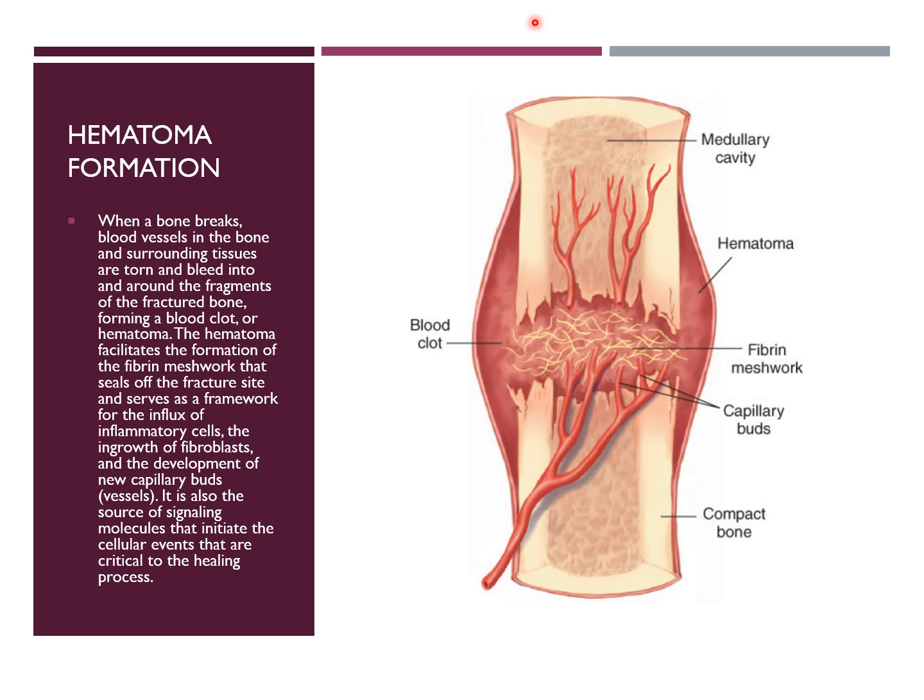So when a bone breaks, blood vessels in the bone and the surrounding tissue are torn and they bleed into and around the fragments of that fractured bone. They form blood clots, or a hematoma, in that area. And that hematoma is important because it helps to facilitate the formation of what we call the fibrin meshwork. And that meshwork will seal off that fracture site.